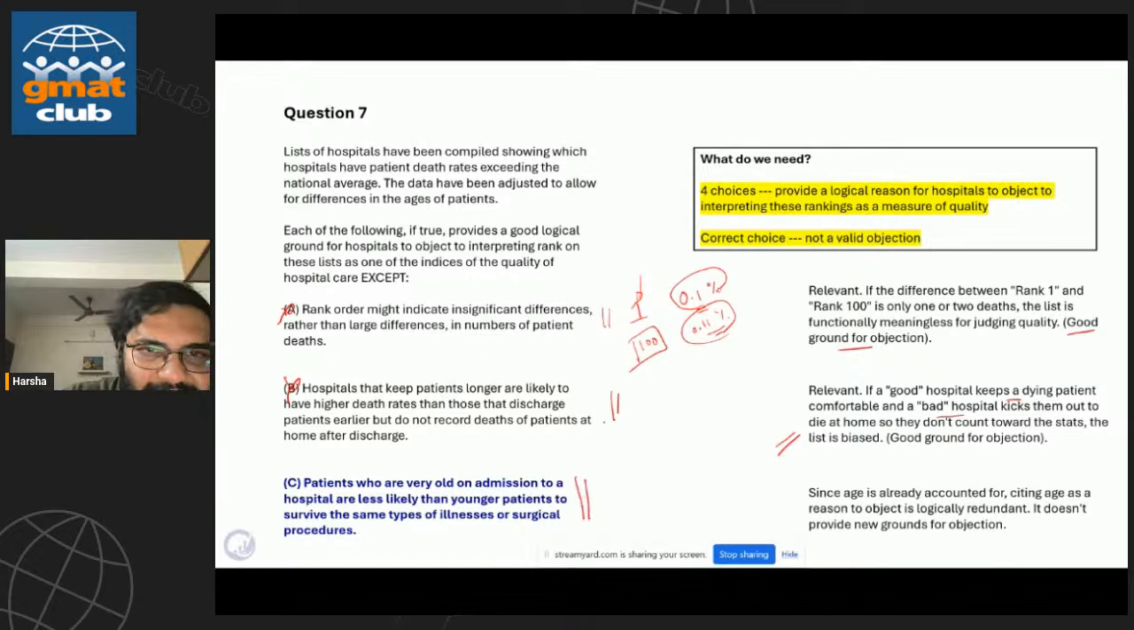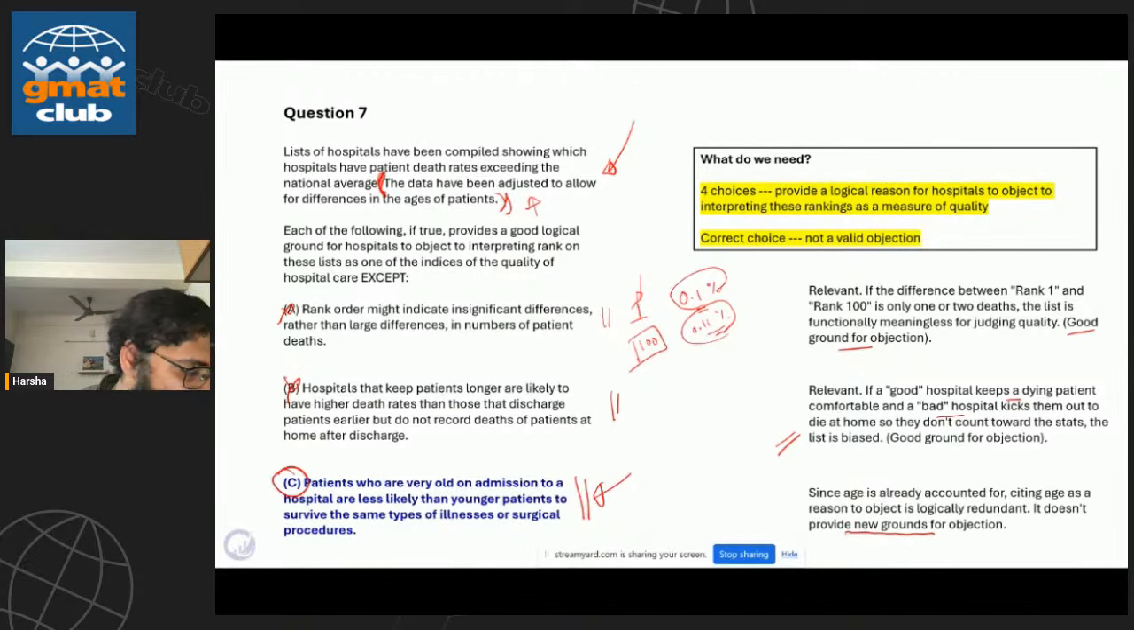Now, choice C works especially because of this sentence. Otherwise, if not for this sentence, a choice like C would never work. Otherwise, you could raise the question: maybe some of these hospitals are avoiding the very old people who might end up dead a lot more, right? But you can't argue that way because the data has been adjusted for differences in age. So age is already accounted for, and citing age as a reason is incorrect. You should not be doing it. So you don't have grounds for objection here, which is why this is the right choice.